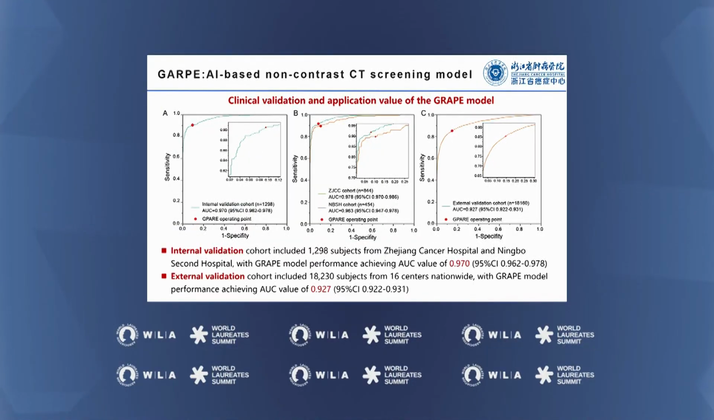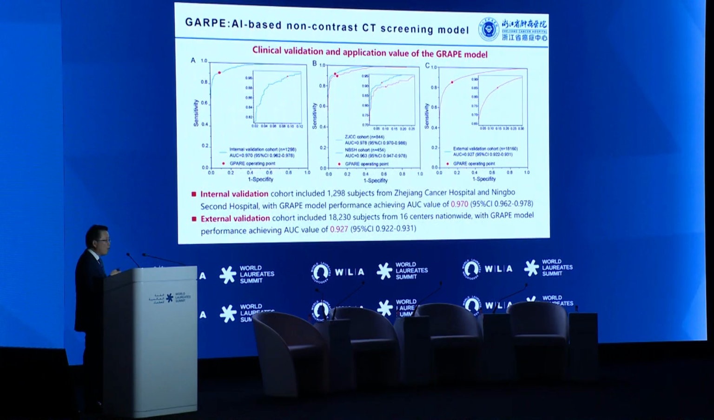And then we started to do the clinical validation and evaluate the application value of the GRAB model. In the internal validation cohort, which included over 1,000 subjects from 2 centers in China, the GRAB model achieved an AUC value of 0.97. And in the external validation cohort, which included over 18,000 subjects from 16 centers in China, the GRAB model achieved an AUC value of 0.927.